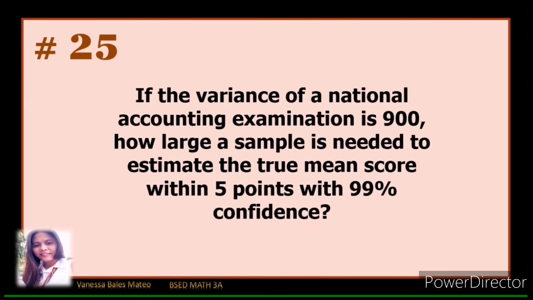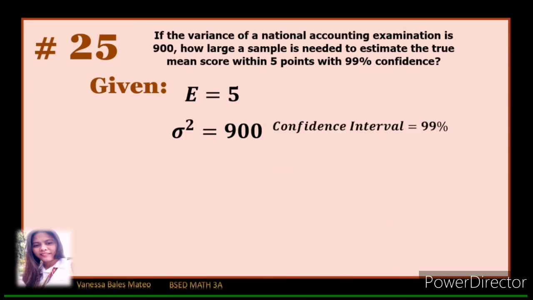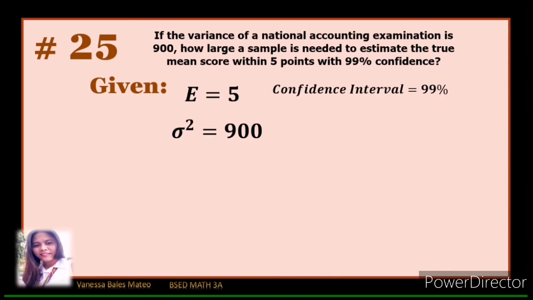The given problem is, if the variance of a national accounting examination is 900, how large a sample is needed to estimate the true mean score within 5 points with 99% confidence? From this problem, the given are: the maximum error of the estimate, which is equal to 5, a variance of 900, and the 99% confidence interval.